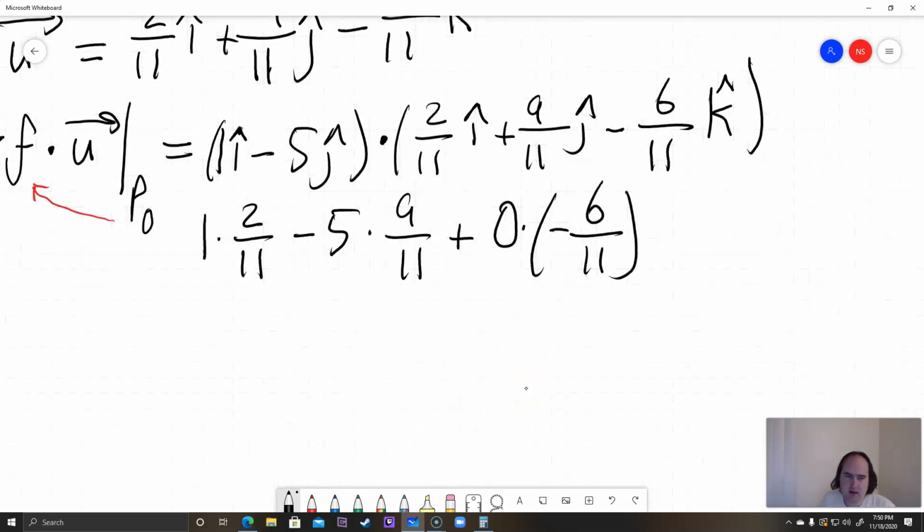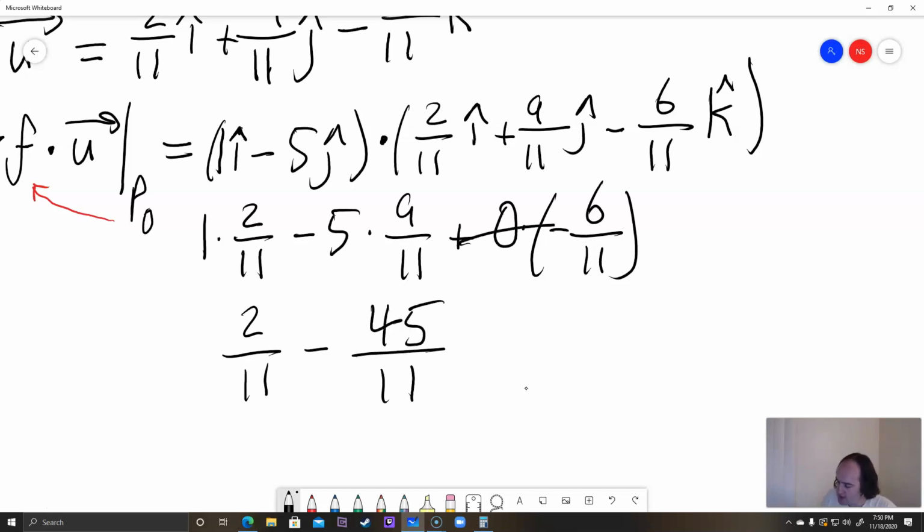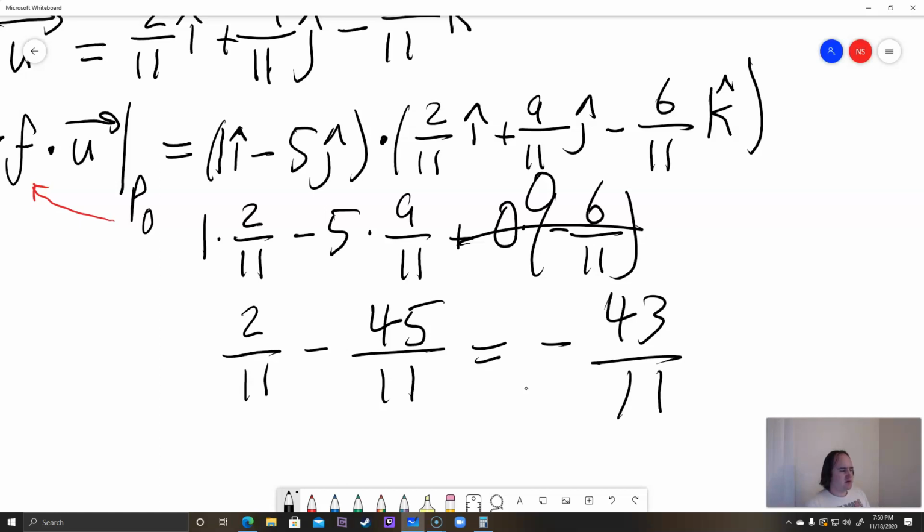Multiplying that all out, we end up with 2 over 11 minus 5 times 9, which is 45 over 11. So we have minus 45 over 11. Plus 0 times any number is 0. So we have 2 over 11 minus 45 over 11, which is negative 43 over 11. So we found the directional derivative of the function f in the direction of that vector a.